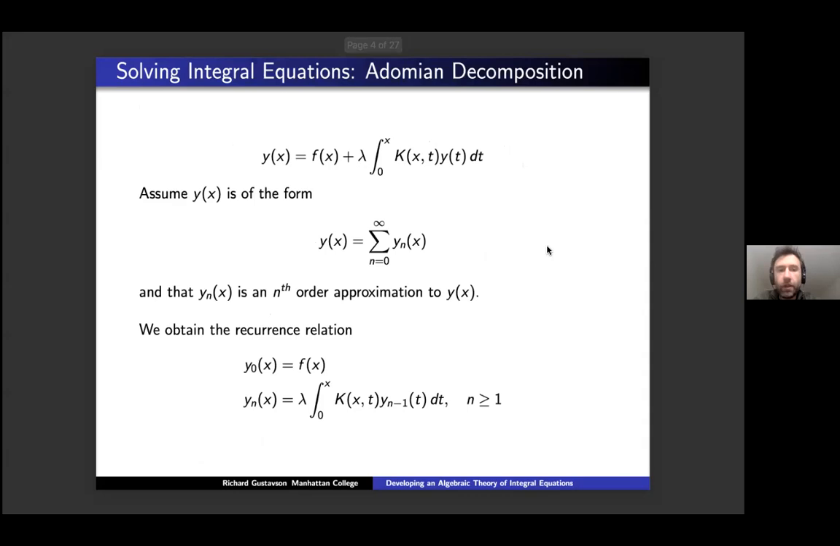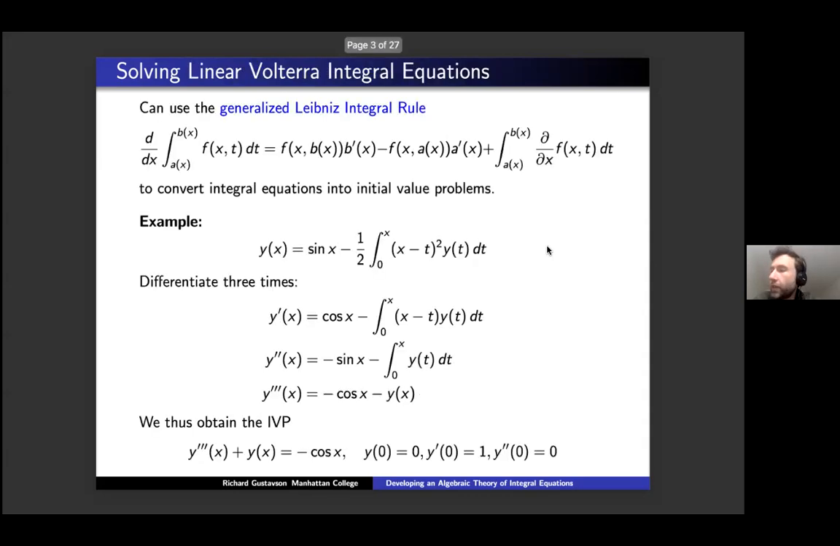A question: is there any work on directly solving integral equations without going to differential equations? Yeah, I'm going to show you another method for solving equations right now.